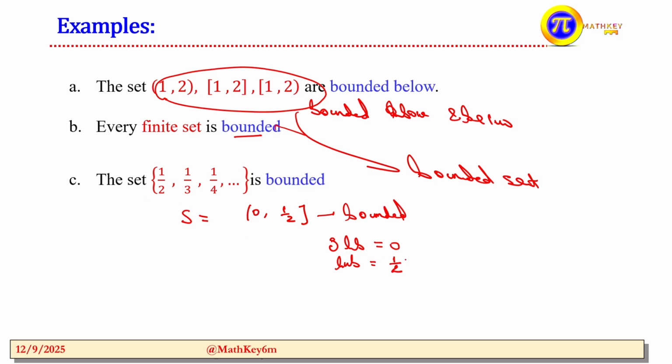If you consider this one, you see this greatest lower bound 0 is not an element of our S. But when you consider this, half is an element of S. So the least upper bound or the greatest lower bound may be an element of S or may not be an element of S.